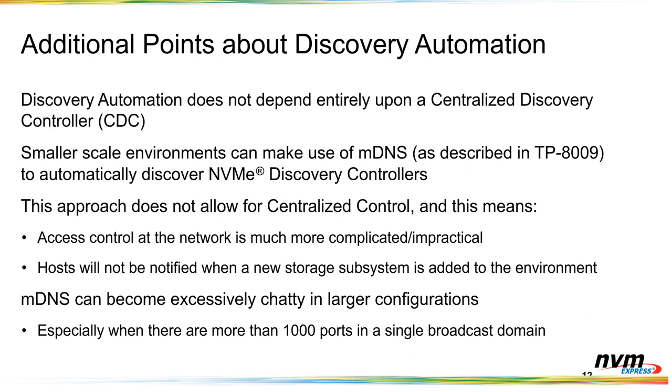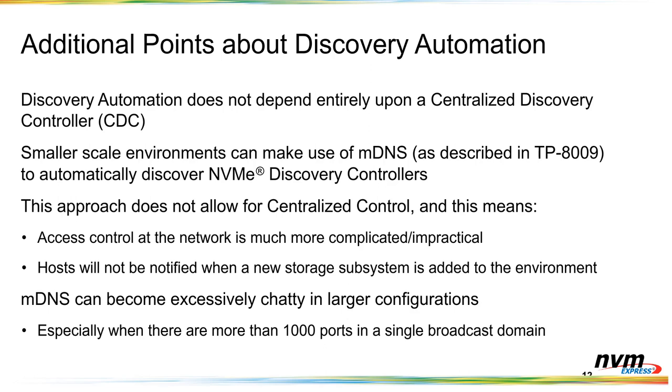And if you're in an environment where you don't want to do either of those mechanisms, if you have a centralized discovery controller, then you can have, for example, as part of a golden image, a setup for how to find my central discovery controller, an IP address, like you would set up an IP address for a DNS server. And with just that one address of a centralized discovery controller, storage can come and go and all of your hosts can find it.